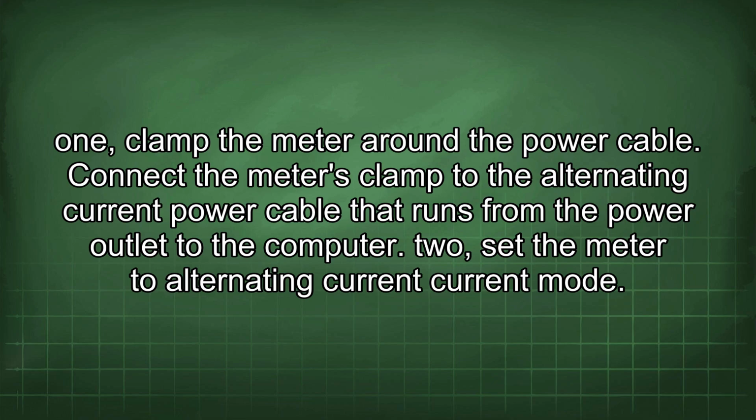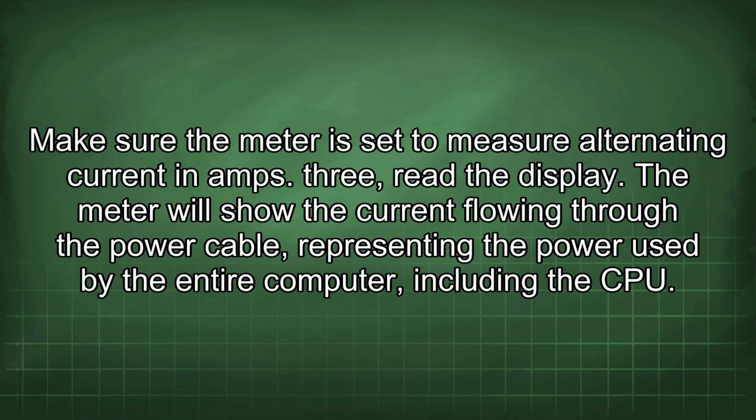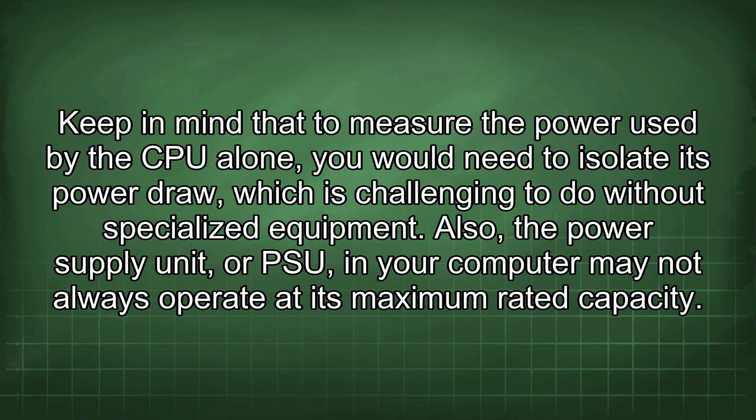2. Set the meter to alternating current mode. Make sure the meter is set to measure alternating current in amps. 3. Read the display. The meter will show the current flowing through the power cable, representing the power used by the entire computer, including the CPU. Keep in mind that to measure the power used by the CPU alone, you would need to isolate its power draw, which is challenging to do without specialized equipment.